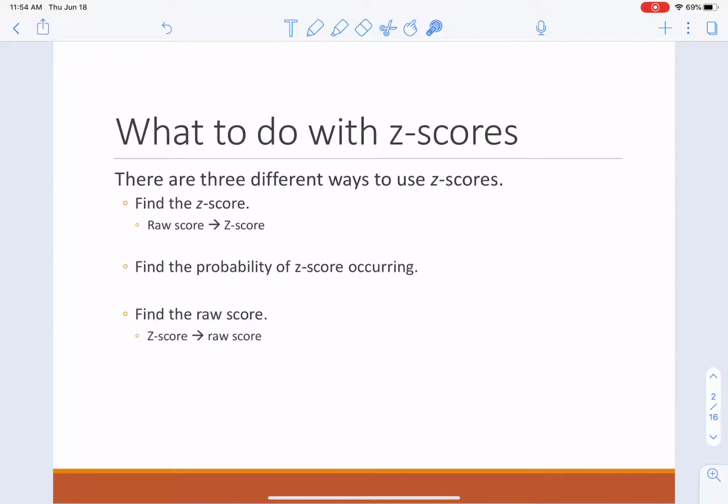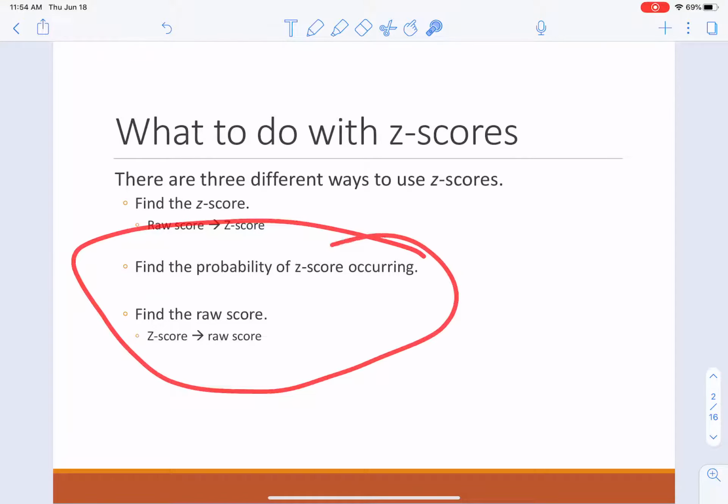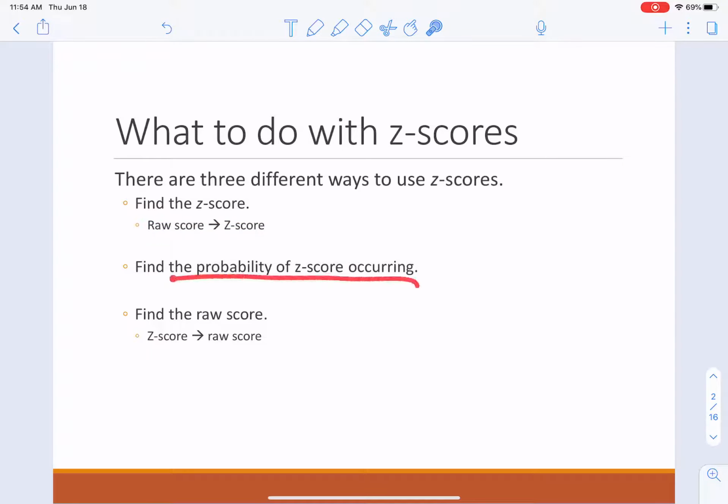What can we do with z-scores? Well, we've been finding the z-score pretty much all the time. That's all we did in the last series of videos. But we also have two other things we can do with z-scores. We can find the probability of that z-score, which we can then interpret back into the original units.